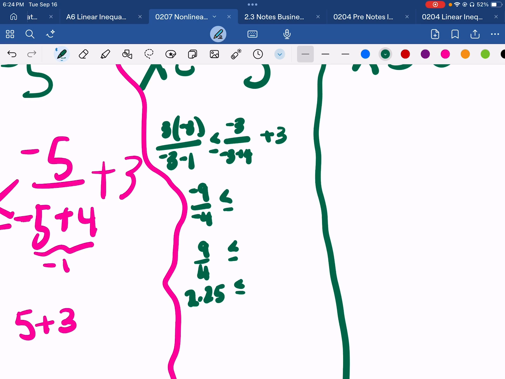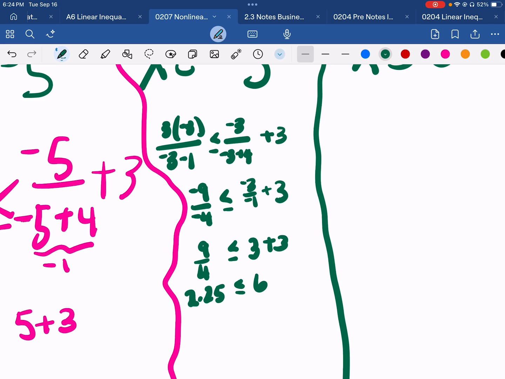Negative 3 plus 4 is 1. So it's a negative 3 over a negative 1, which is 3. 3 plus 3 is 6. Is 2.25 less than or equal to 6? I have a sign mistake somewhere.